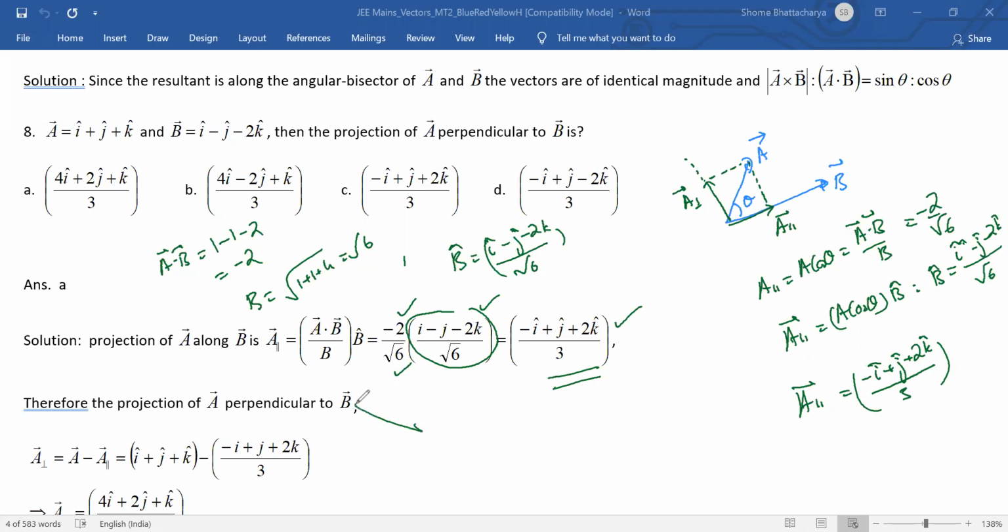So now how will we find A perpendicular? A perpendicular will be the vector A minus A parallel. So if you just take this vector here, which was A, yes, i plus j plus k, and from that you have to subtract this vector, which is minus i plus j plus 2k whole thing divided by 3. So when you do that calculation, you should get this.